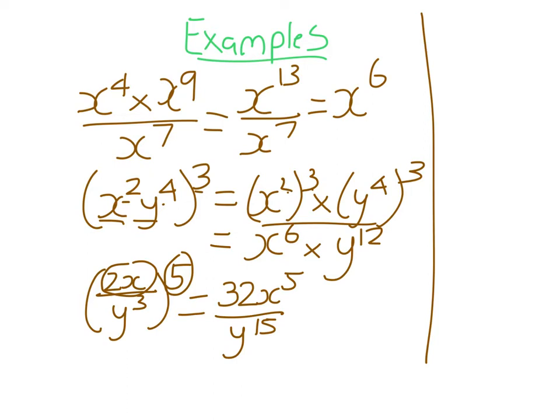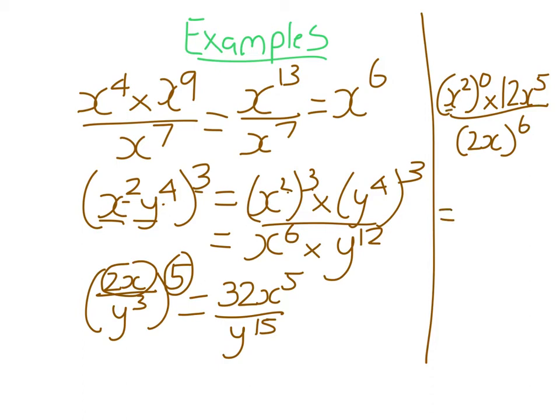They have a lot of things going on. So let's say I have something like x squared to the power of 0 times 12x to the power of 5 over 2 to the power of 6 times x to the power of 6. Again, note your order of operations and do the brackets first. So x squared to the power of 0 is just 1 times 12x to the power of 5. And on the bottom, I go 2 to the power of 6, which is 64.